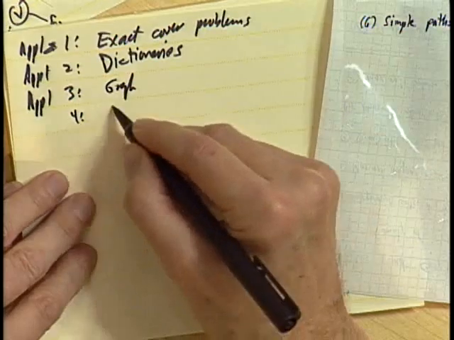Okay, now, I got these graph problems. Then there's path problems.